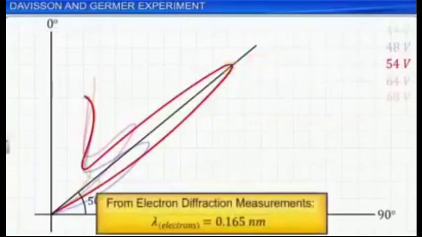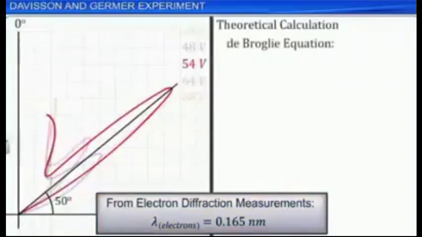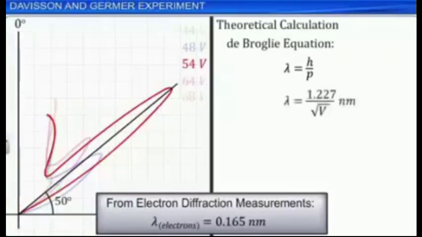From electron diffraction measurements, the wavelength of matter waves was found to be 0.165 nanometers. We know that the de Broglie wavelength of an electron denoted by lambda is equal to h by p, where h is Planck's constant and p is the momentum of the electron. If the electron is accelerated from rest through a potential difference of V volt, then, substituting the values of mass of the electron, charge on the electron, and Planck's constant, the expression for wavelength is obtained as 1.227 by square root of V nanometer.